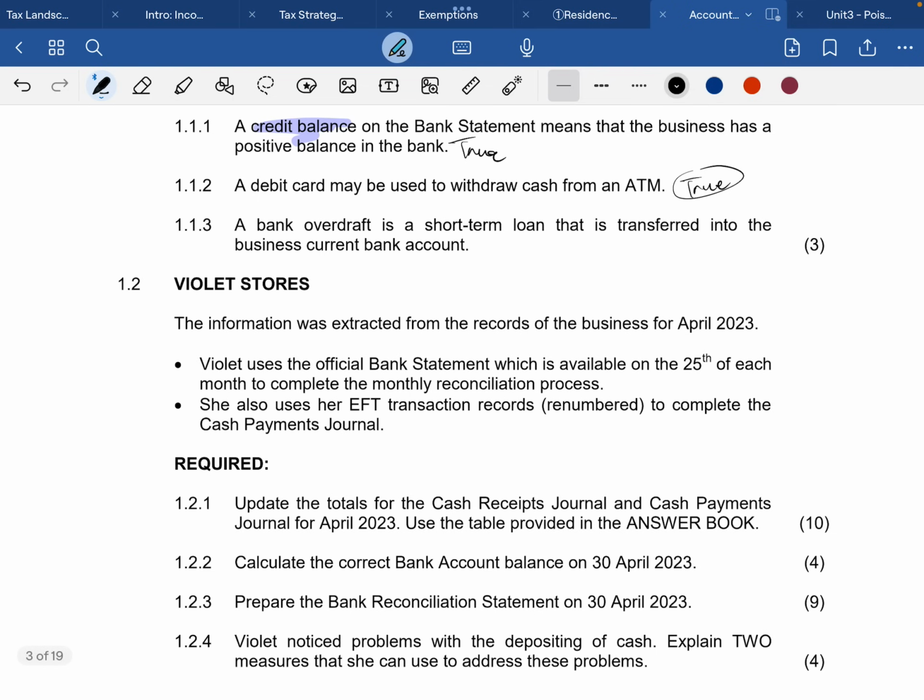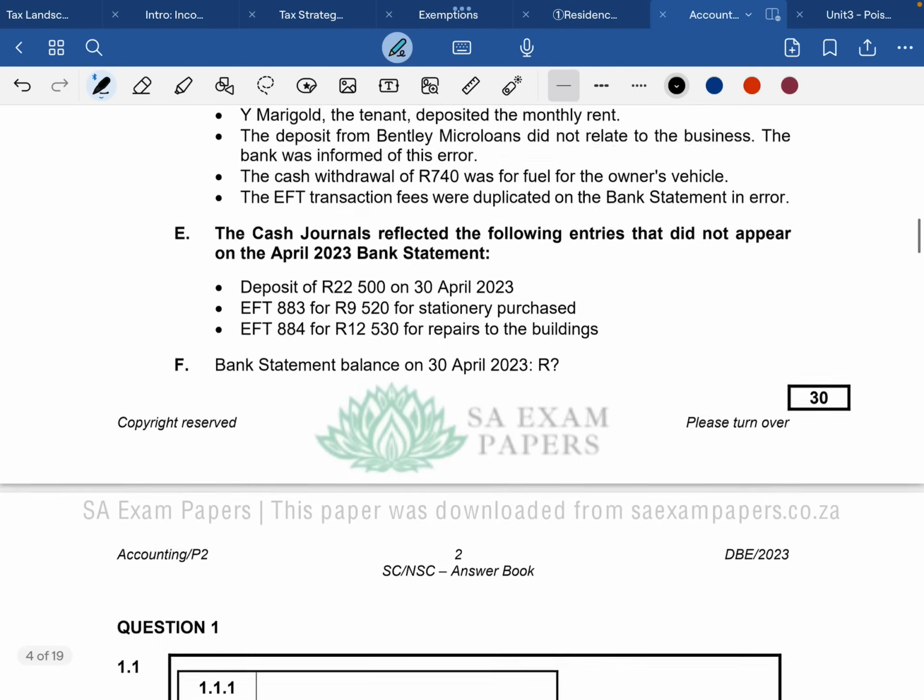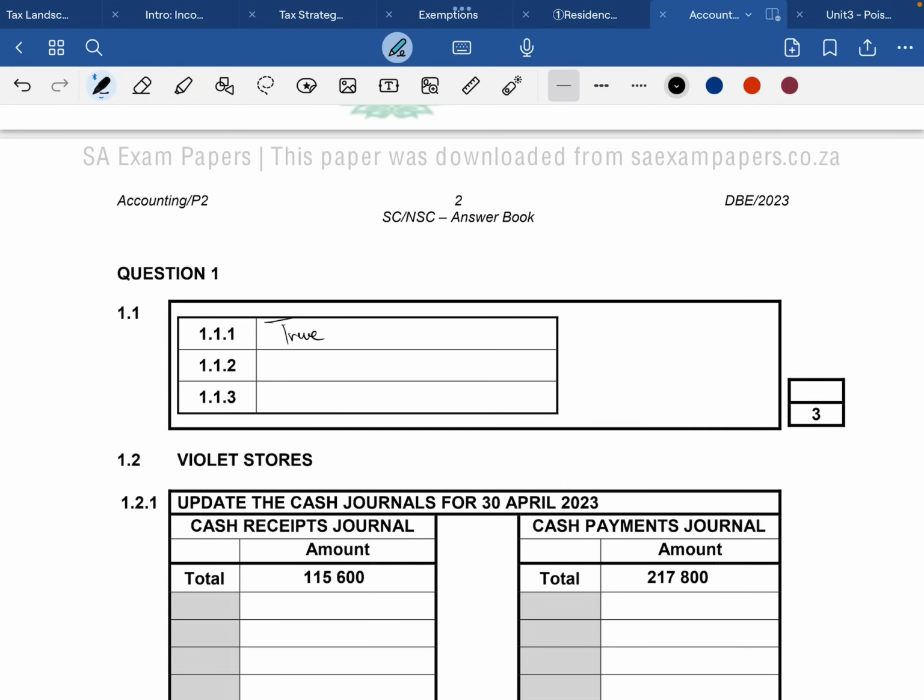And 1.1.3 says a bank overdraft is a short-term loan that is transferred into the business bank current bank account. So this is not true. It is false because a bank overdraft is not transferred into the current bank account. Someone would say it is a short-term loan, but it is when the bank allows you to have a negative balance on your account, whereas they charge you an interest. Not that it is transferred onto your current bank account. So let's just quickly populate our answer book. We have true, true, and then we have false there.